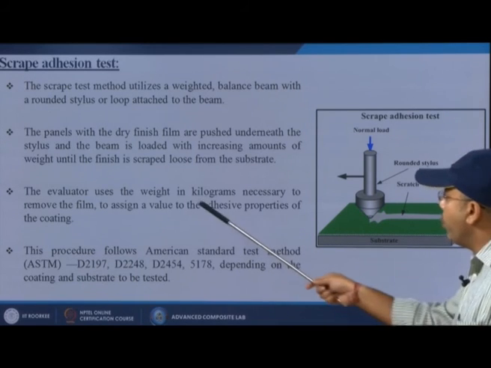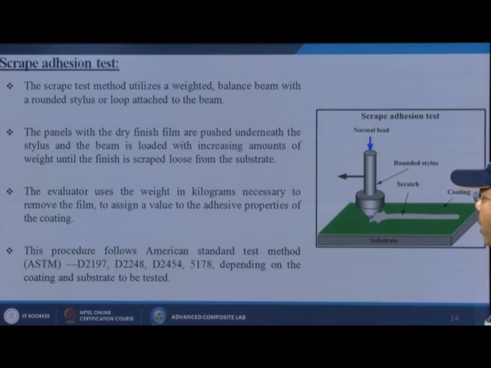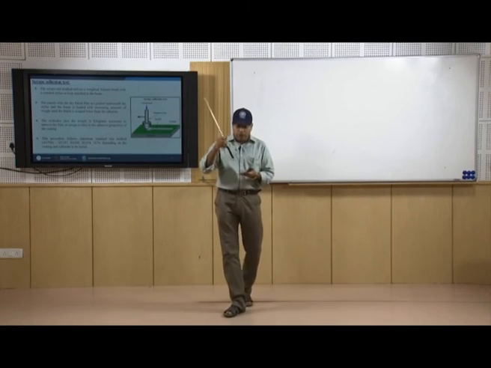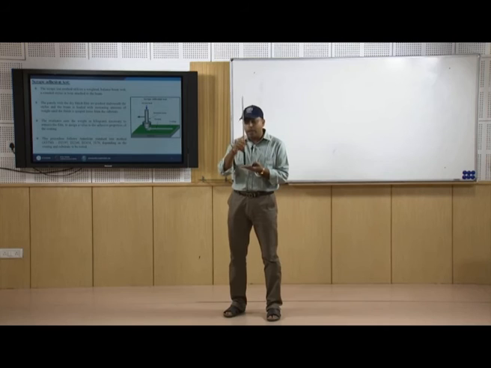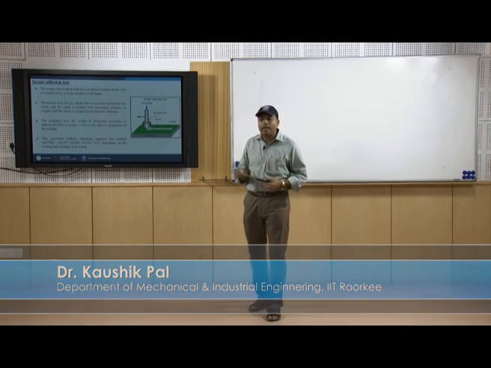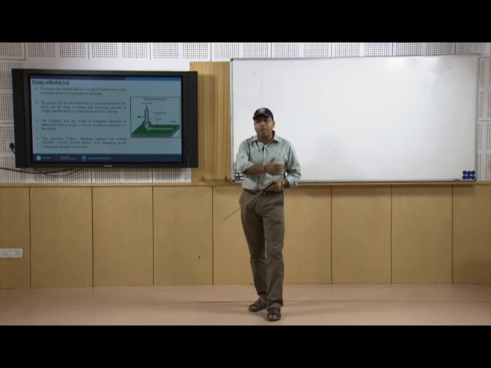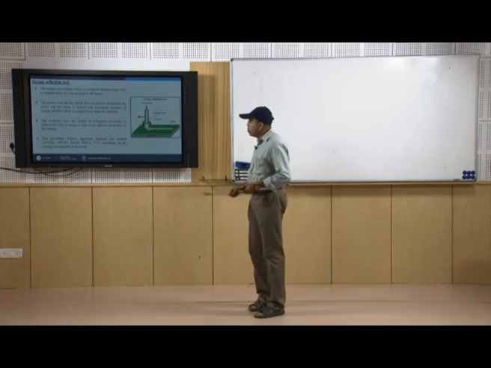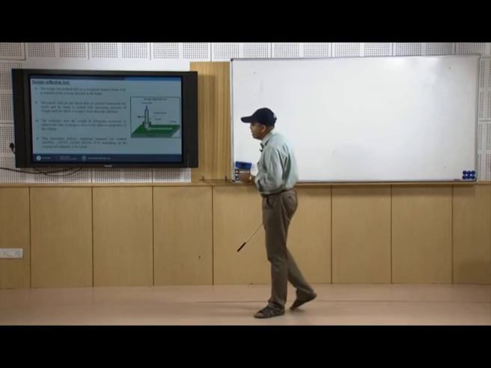The evaluator uses the weight in kilograms necessary to remove the film to assign a value to the adhesive properties of the coating. This procedure follows American standard test methods like ASTM D2197, D2248, D2454, and 5178, depending on the coating and the substrate to be tested. That means when I am using this stylus, I am continuously increasing the load, the N, onto that substrate, so that slowly it can increase its load and rub the substrate, so that at the ultimate end the coating material can come out from the substrate itself. So this is known as the scrape adhesion test.